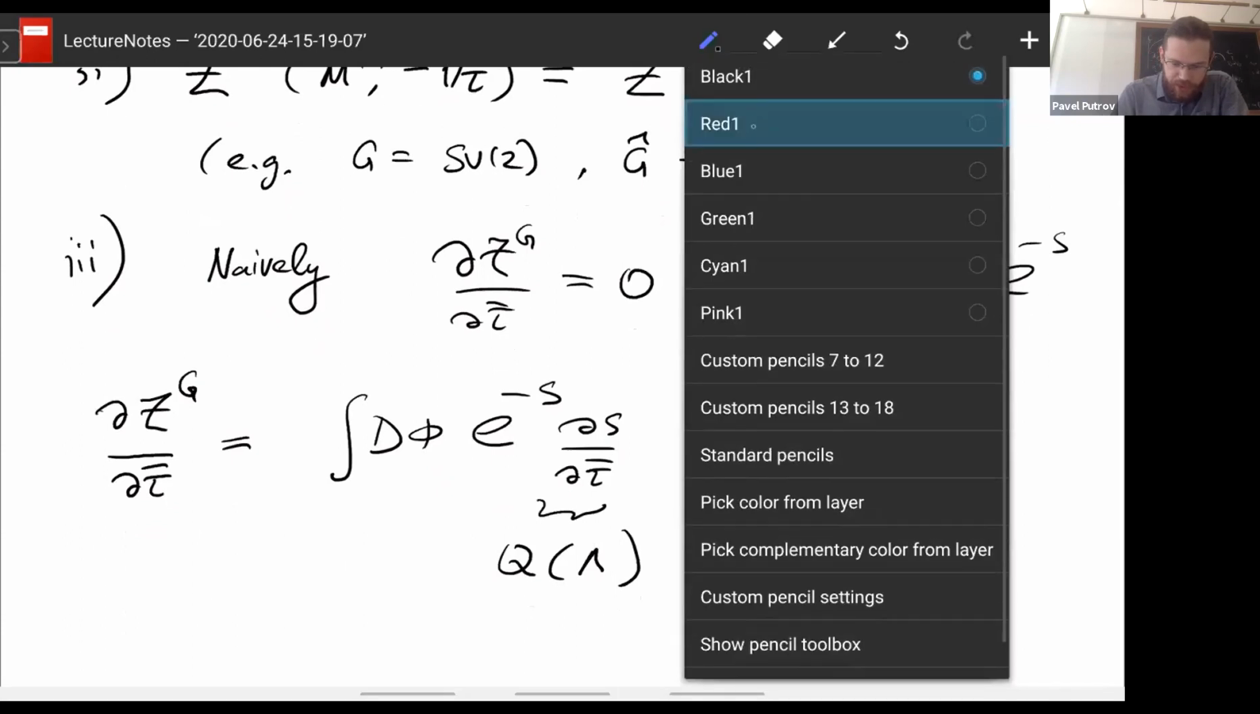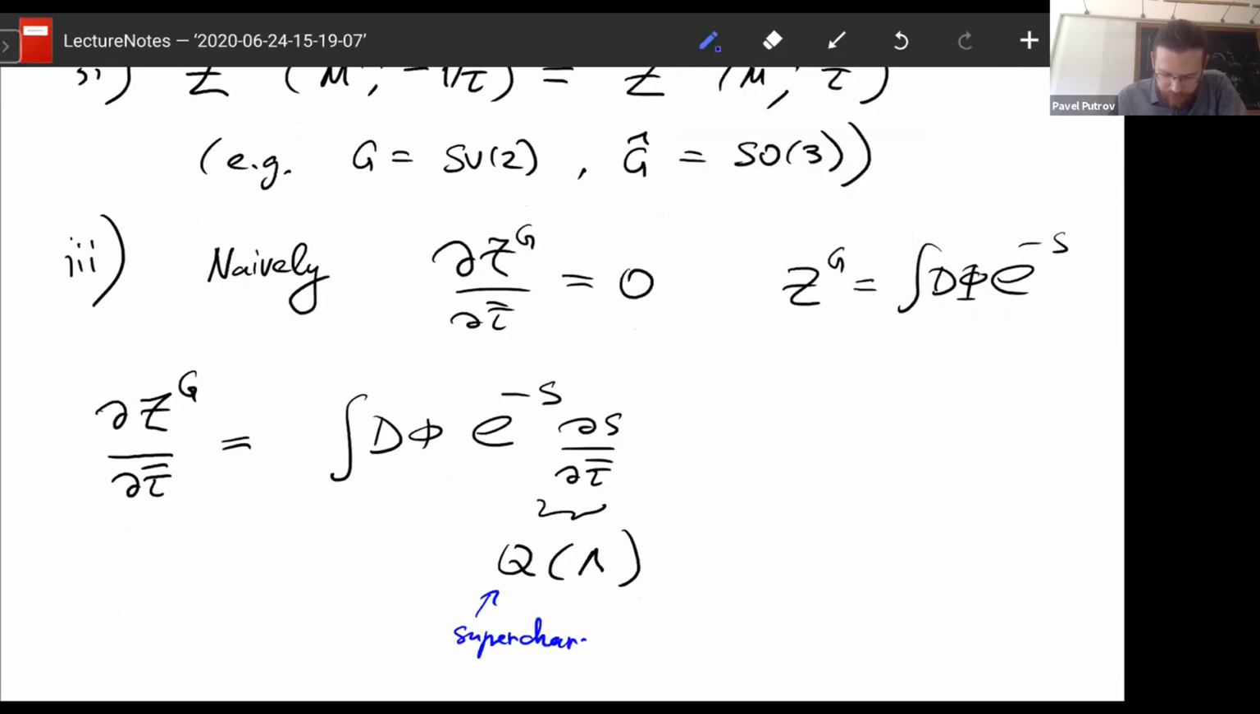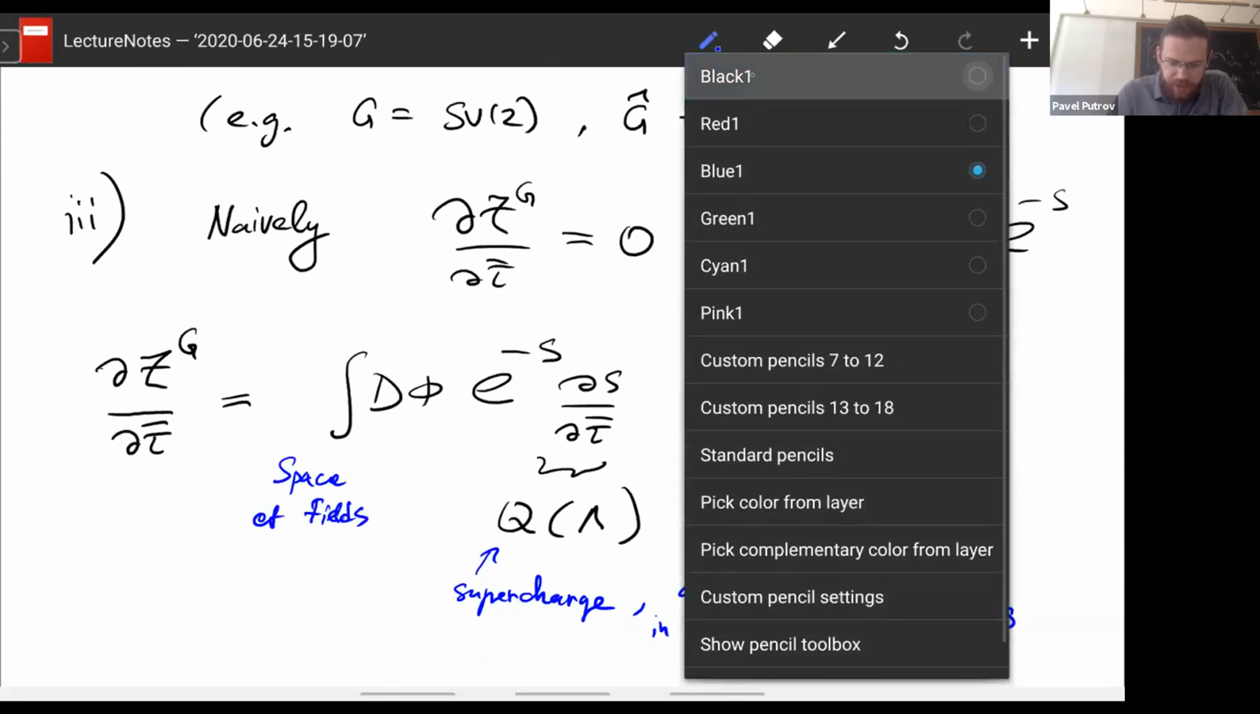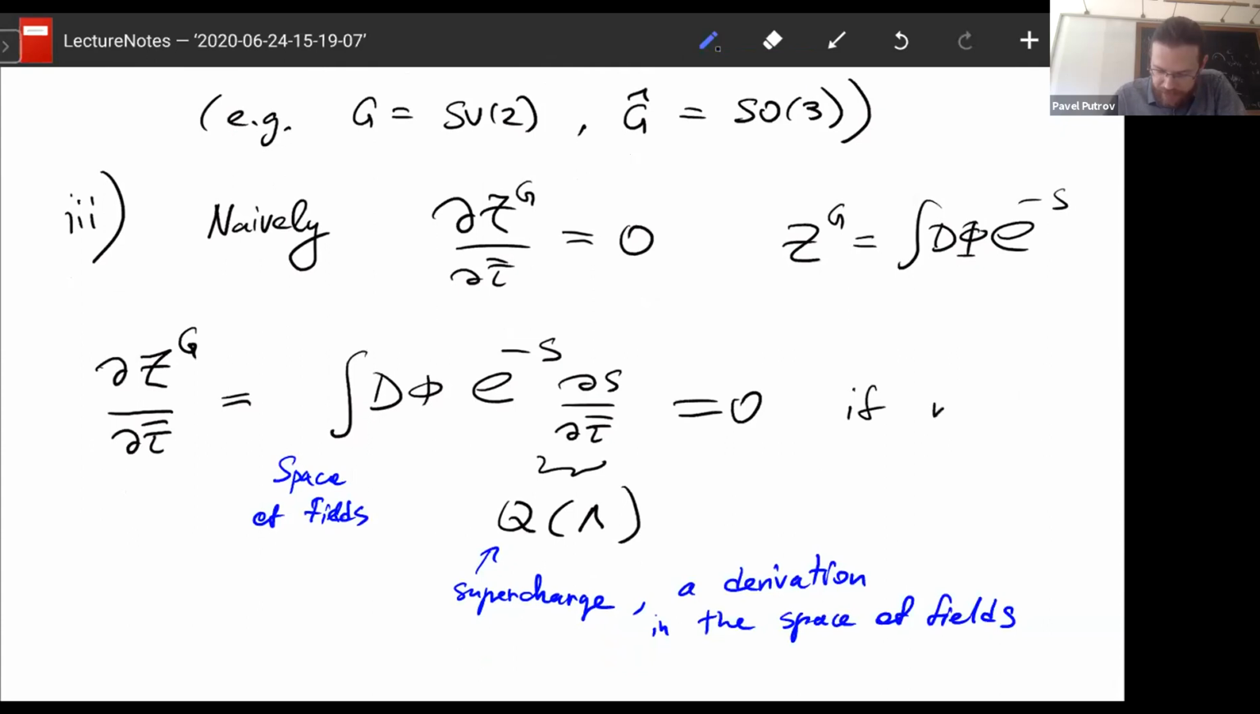And so Q here is the supercharge, and we know it acts as a derivation in the space of fields. So this integral is always over the space of fields, and it is 0 if there is no contribution from infinity of the space of fields. If you assume this, then this should be 0, just because the dependence of the action on tau bar is Q-exact.